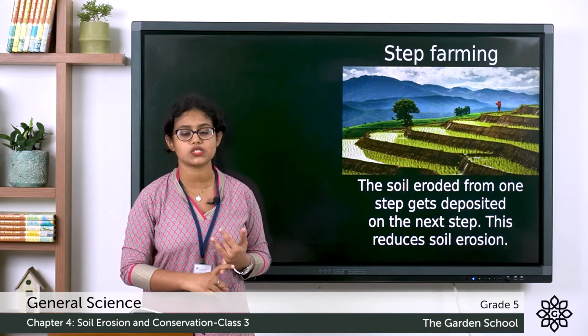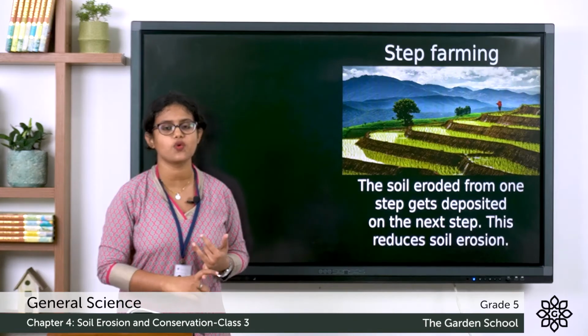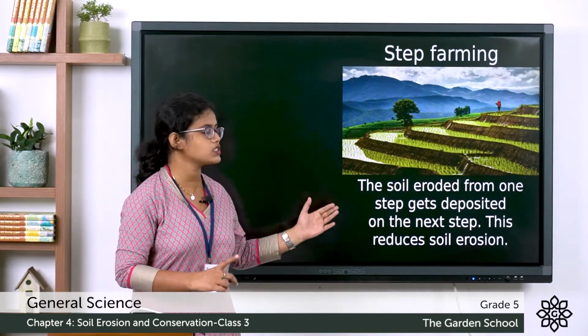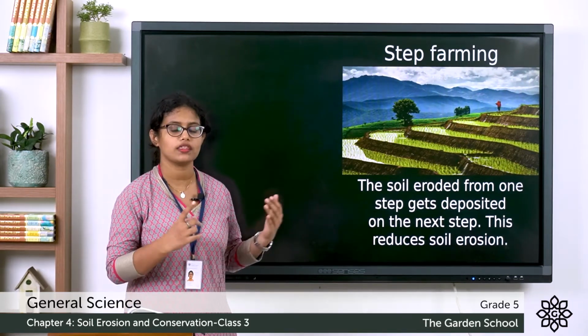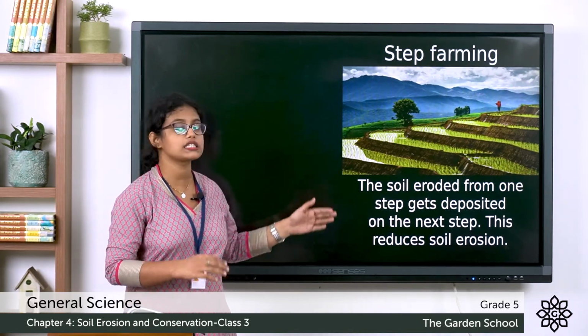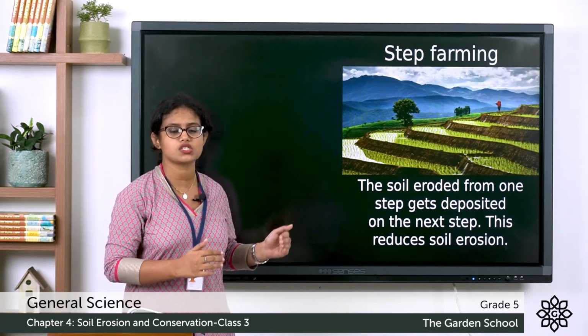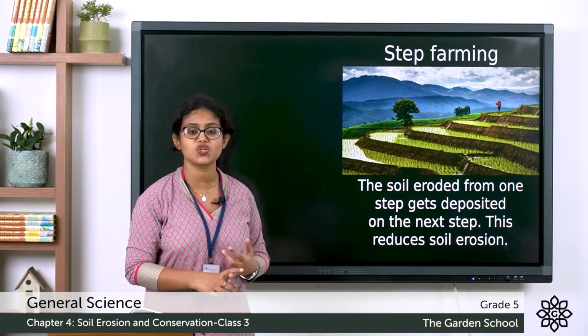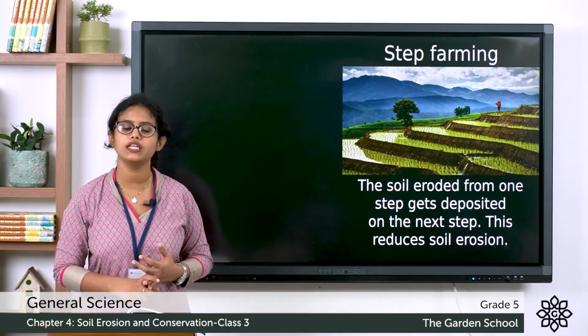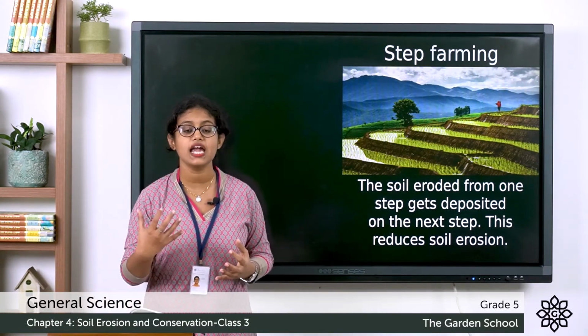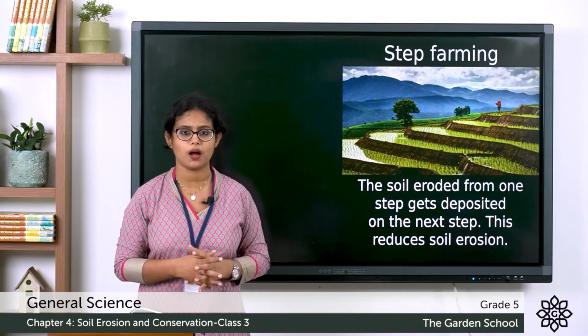The first one, as we discussed, it reduces the force of water and prevents the soil from being eroded. And another thing is, when there is rainfall, the water gets deposited on each step. And what about the plants growing there? The plants growing there can easily absorb the water. So these are the advantages of step farming.